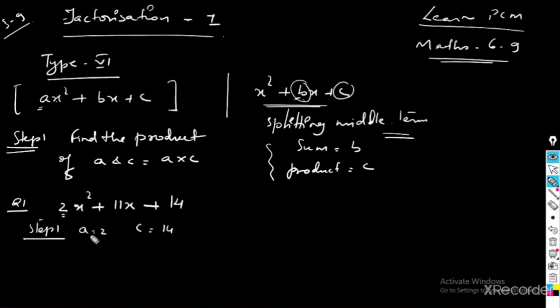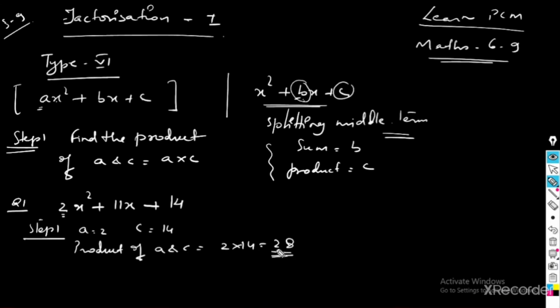So you will multiply this 2. Okay, so what will you get? The product. First you have to find the product. Product of A and C, that is 2 into 14, that is 28. Now you have to find the prime factors of this.